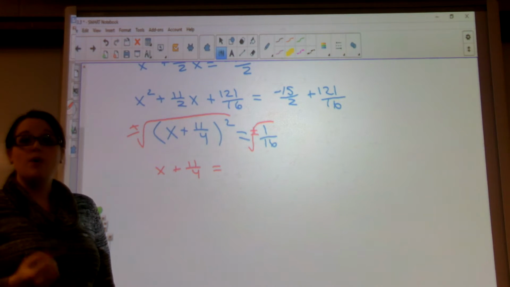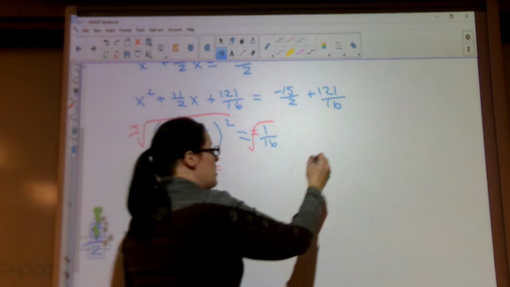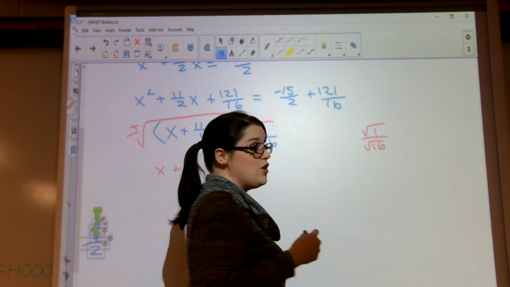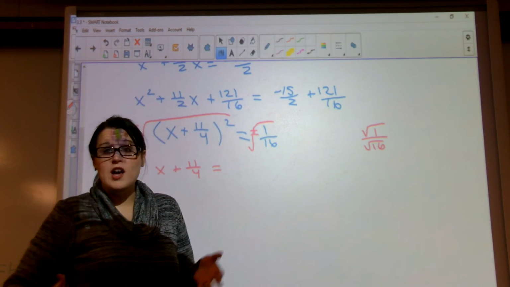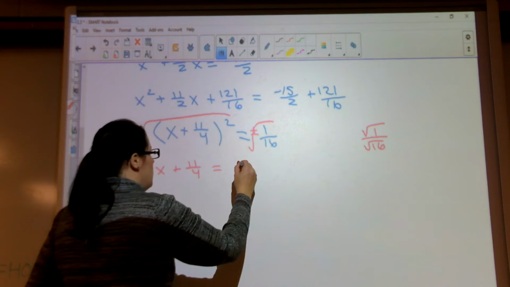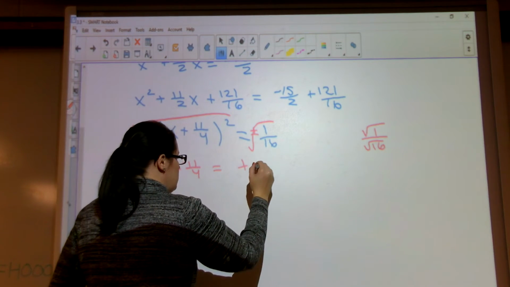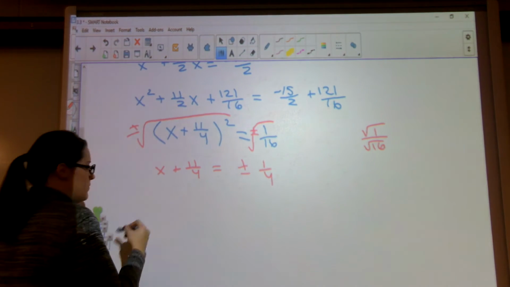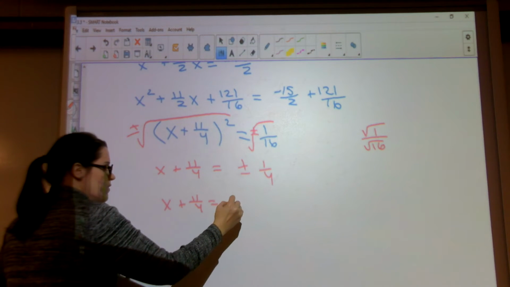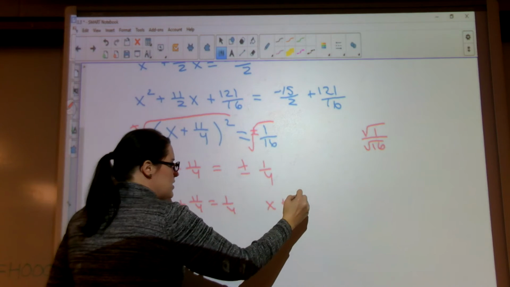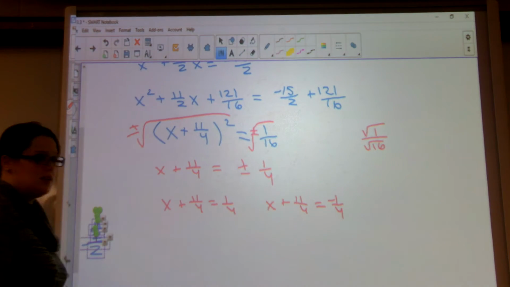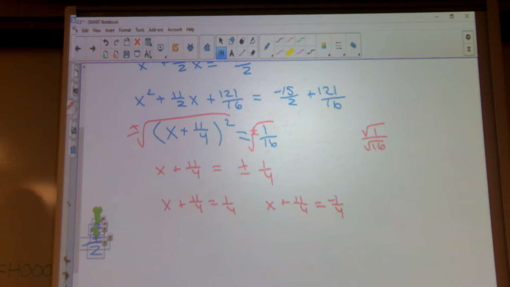Now, these are both perfect squares. Remember, you can take the square root of the top and the square root of the bottom. Now, you might have to simplify or rationalize, but in this problem they both work out. What do you get? 1/4. So I get x plus 11/4 equals 1/4. x plus 11/4 equals negative 1/4. You have to do both cases, plus and minus.